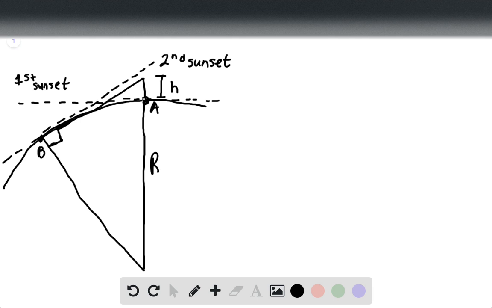And this radius right here is going to be the radius of the Earth, which is going to be the same as this right here. This is going to be theta. And then we have this angle here between the first and second sunset. This is going to be theta as well. And we can say that this is h, and that this distance here is going to be considered d. So that distance right here.